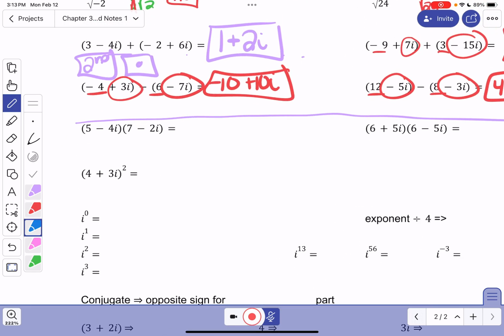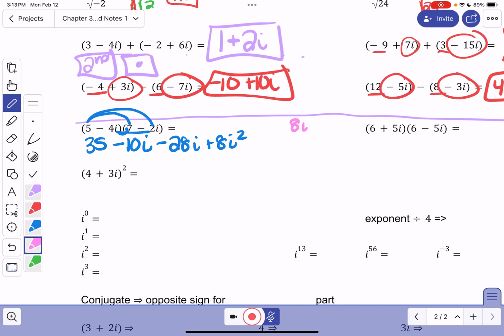If you have two complex numbers being multiplied, we're going to FOIL. First times first, so it's the first term in each. Outside times outside. Inside times inside. And last times last is going to give us that i squared, which is the same as saying 8 times negative 1. So essentially, the i goes away and it changes the sign. Then we can combine like terms. 35 minus 8 is 27. And then negative 10i minus 28i is negative 38i. So we can do it that way.